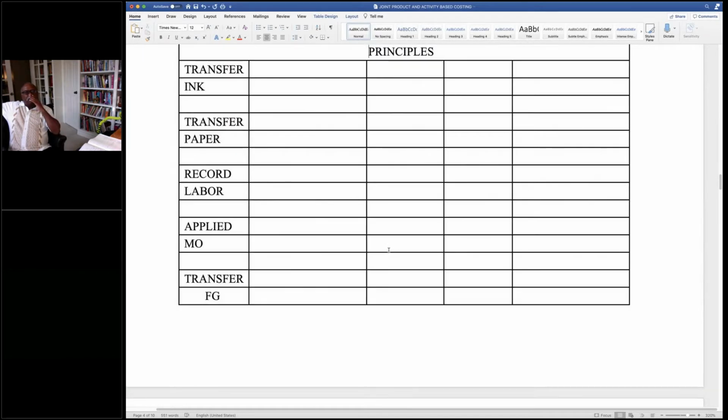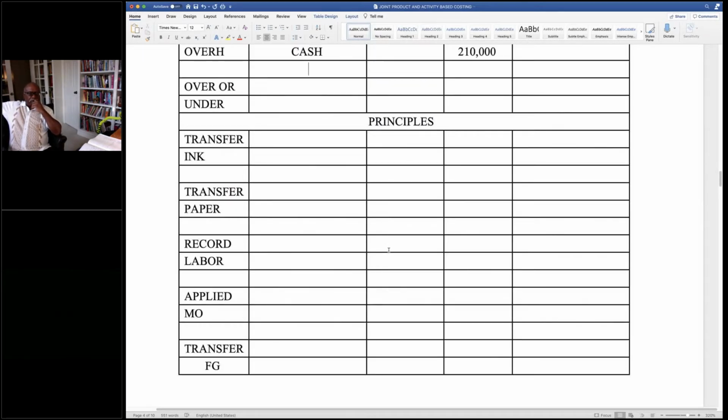So the first journal entry for principals, if you scroll above, he gives us the amount that each book bought in paper and ink, their labor hours. So we're going to take those numbers and then use our assumptions to get the journal entry. So the first one is transfer of ink. They bought 20,000 units of ink, and the ink cost $20 each. So that's how we got $400,000.